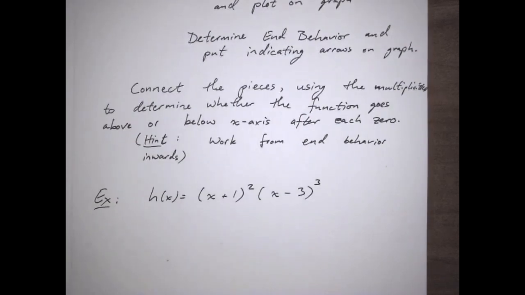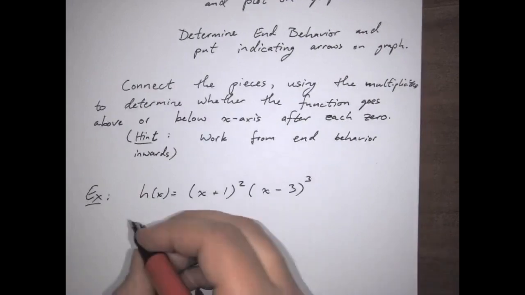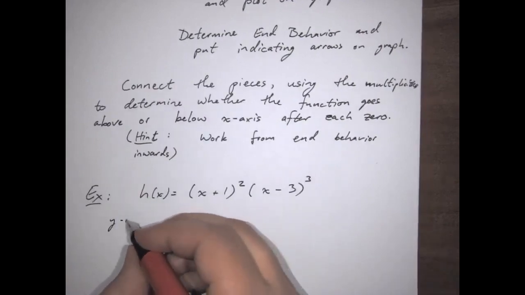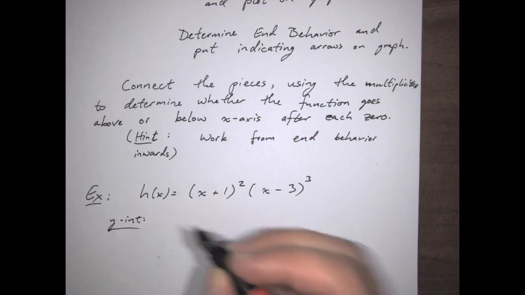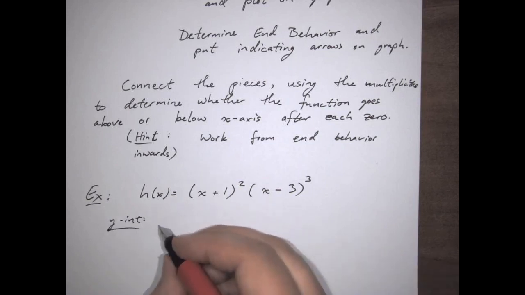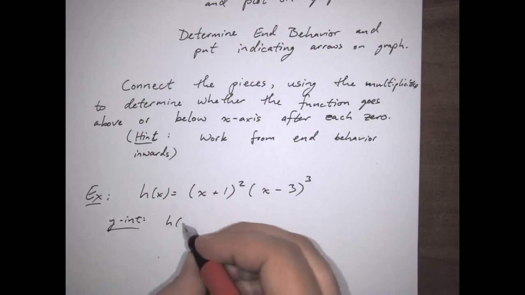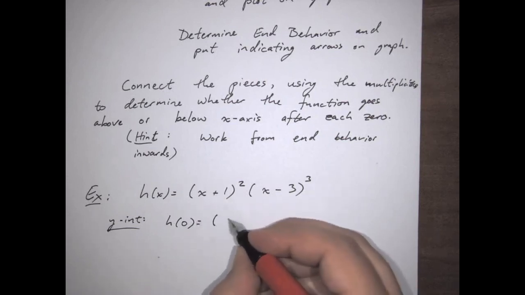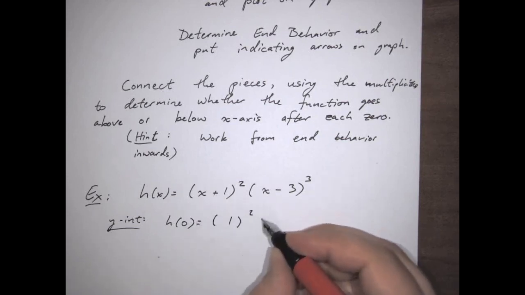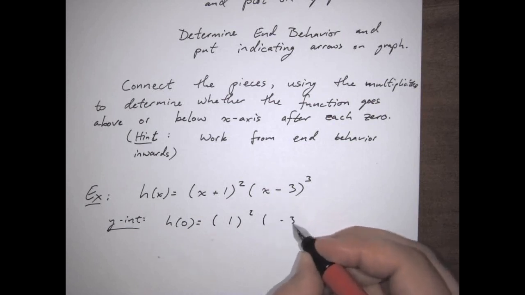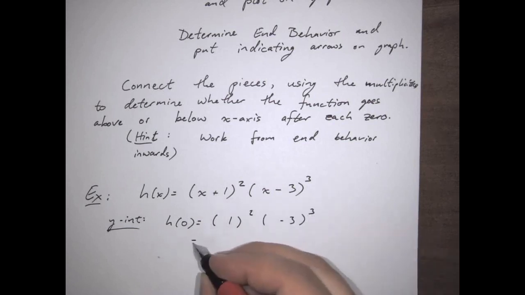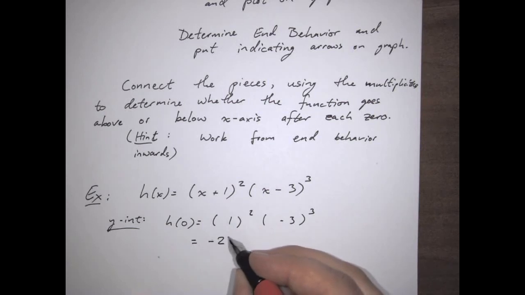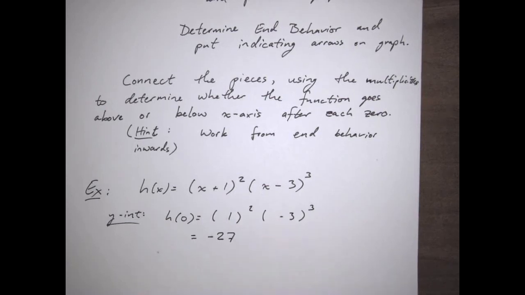Okay, so let's find the y-intercept to start with. That's where you just plug in 0 for the x and see what you get. It's going to be 1 squared times negative 3 cubed. It's going to equal negative 27.